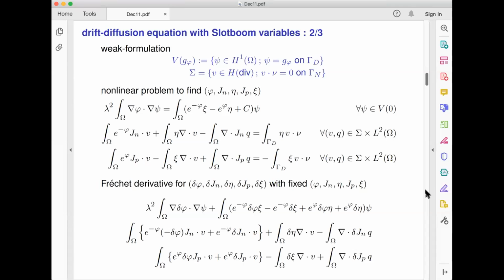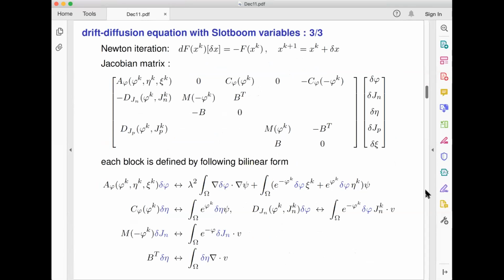But in real computation, sometimes we would like to refer to a matrix form. By writing the matrix form, it is easy to see the character of the matrix. It contains two kinds of KKT type, Stokes type blocks, M and B transpose, minus B and 0. So this is very similar to the Stokes style because of the mixed formulation. And then I have to think about where the nonlinearity is. The nonlinearity comes from A phi or C phi or DJN, DJP.